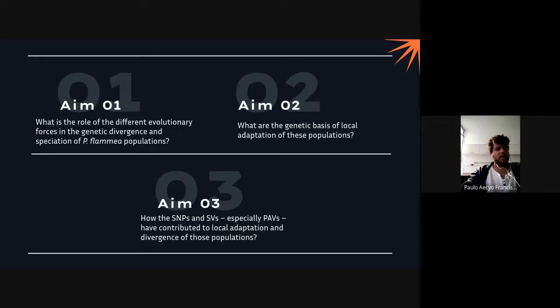And more specifically, we aim to understand what is the role of the different evolutionary forces in the genetic divergence and speciation of Pitcairnia flammea populations, what are the genetic bases of local adaptation of these populations, and how the SNPs and structural variations, especially PAVs, have contributed to local adaptation and divergence of those populations.